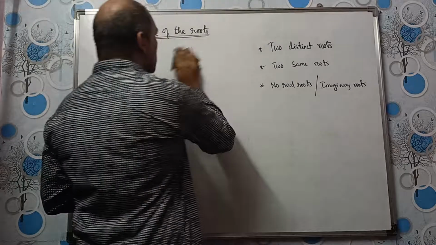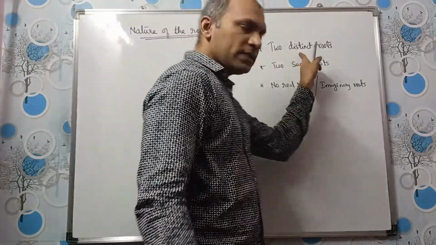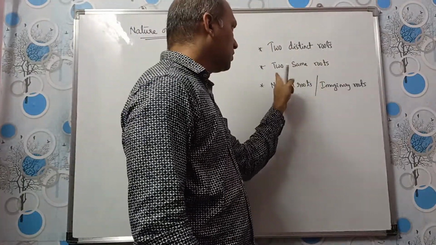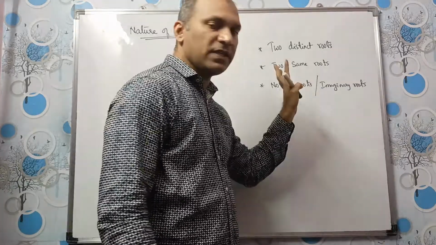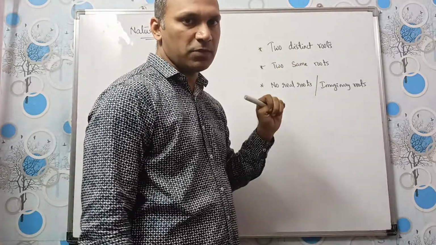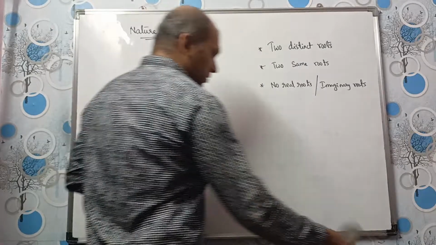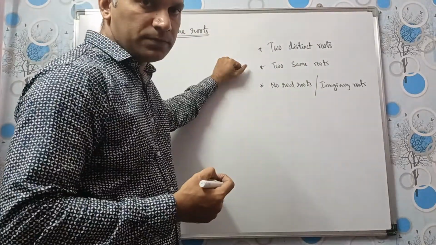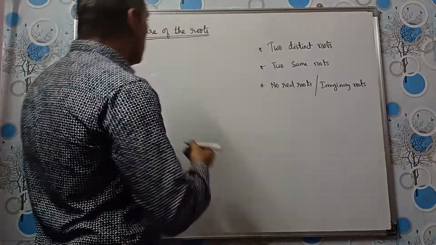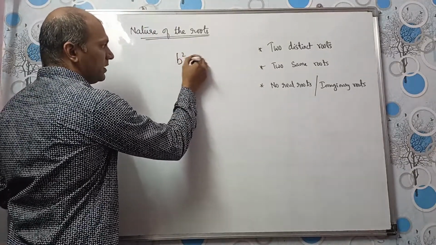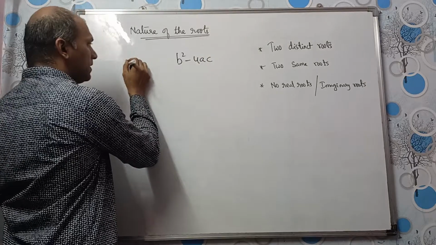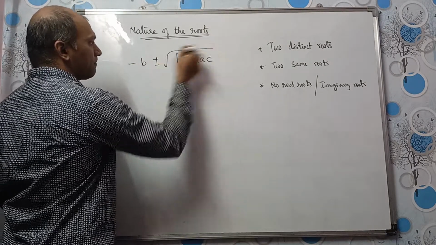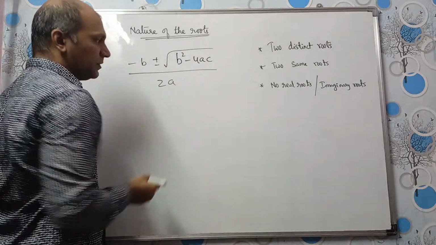So, two different roots, two same roots, and imaginary roots are possible. Only these three cases are possible, right? So, these three are the nature of the roots. It all depends on b square minus 4ac. See, this is in the quadratic formula, right?